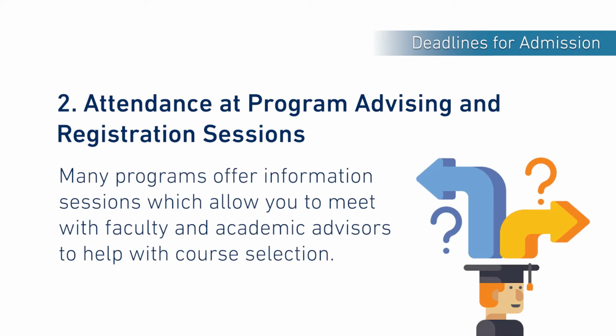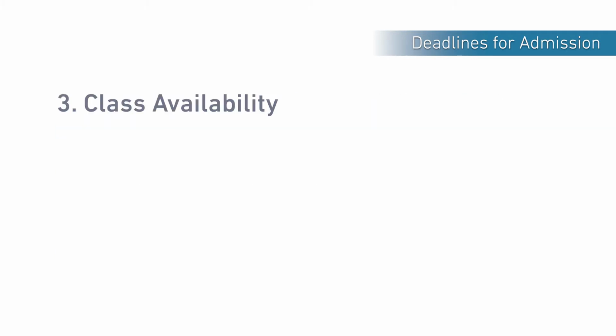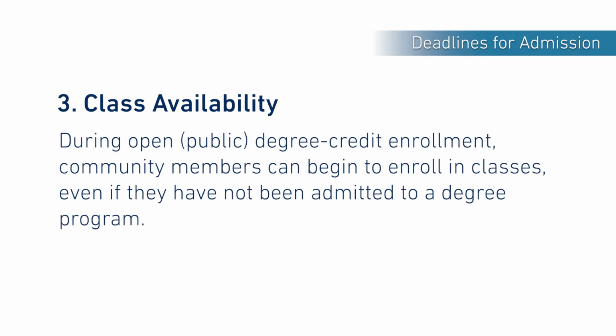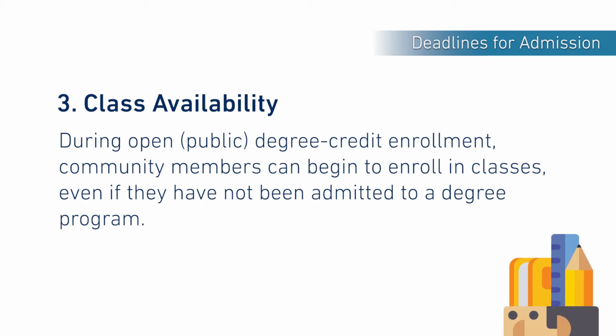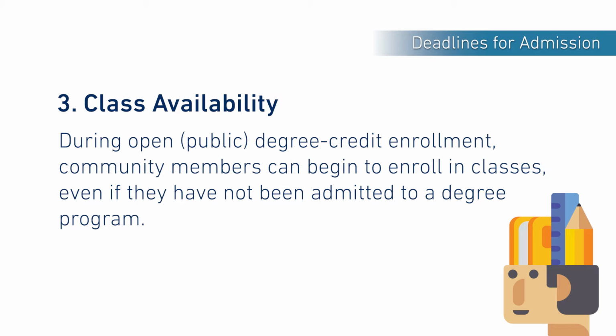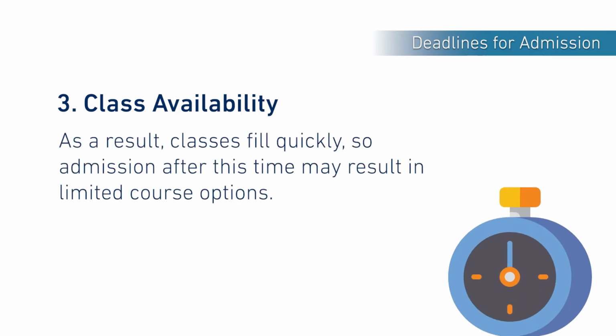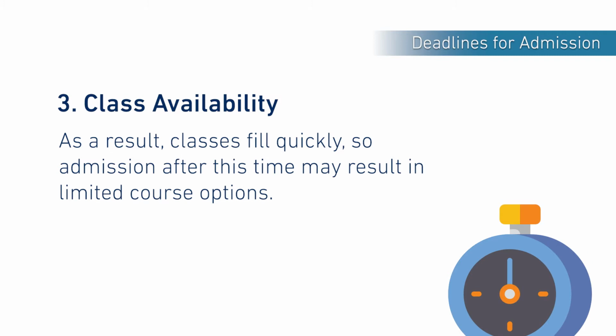Second, attendance at program advising and registration sessions. Many programs offer information sessions which allow you to meet with faculty and academic advisors to help with course selection. Third, class availability. During open degree credit enrollment, community members can begin to enroll in classes, even if they have not been admitted to a degree program. As a result, classes fill quickly, so admission after this time may result in limited course options.